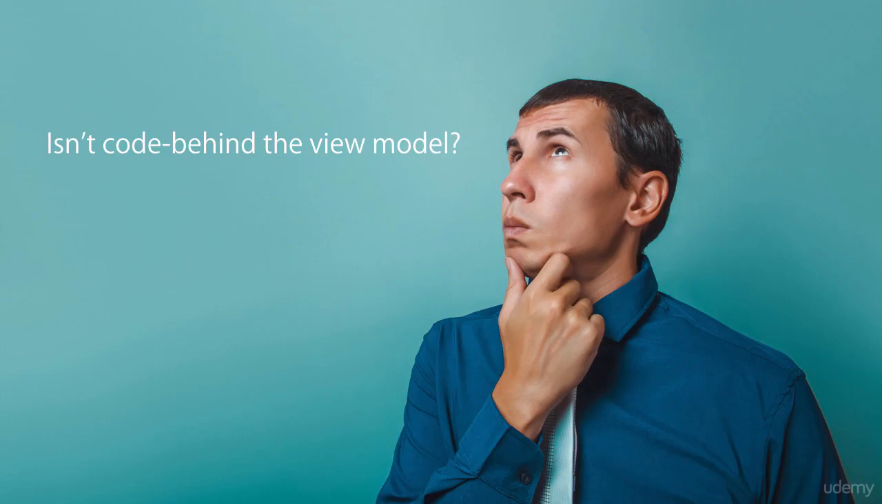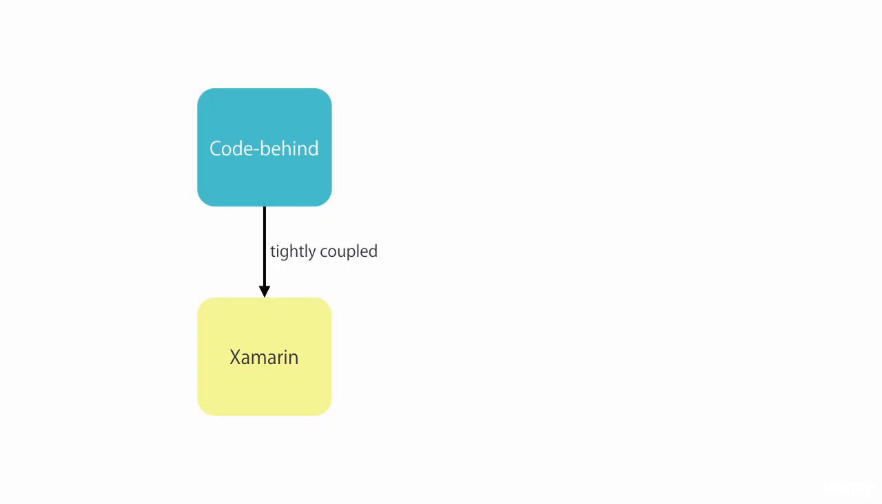Now you might ask, but Mosh, what you're saying sounds like the code behind. Because in the code behind, we have this observable collection and this add method in terms of an event handler that is linked to the button. Well, not really. Code behind is not view model. As I will show you in the next lecture, code behind is tightly coupled to Xamarin. And this tight coupling makes it hard to unit test this class.